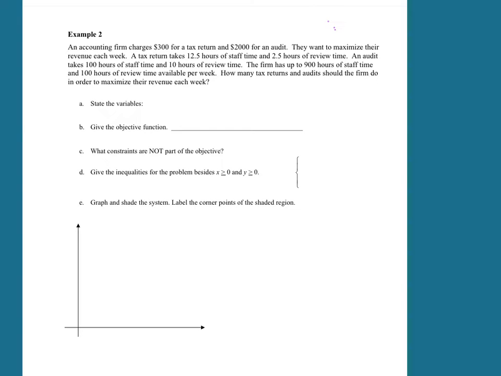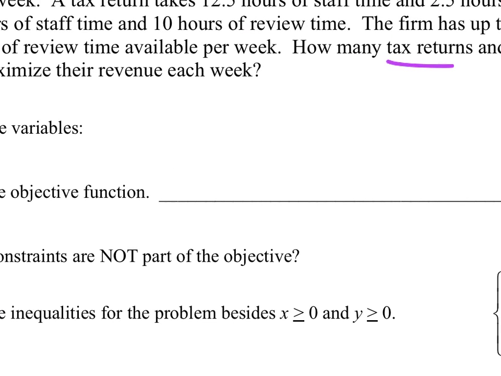Again, there's all kinds of numbers and variables. How do you decide what's the variable and what's the objective? So, pro tip, variable is often found in the question part. And so in this problem, the question is at the end. And the question is, how many tax returns and audits should the firm do? There's your key to what the variables are going to be, the tax returns and the audits. So let's clearly state what those variables are going to be. So we want x to be tax returns. And then we'll have y be the audits.